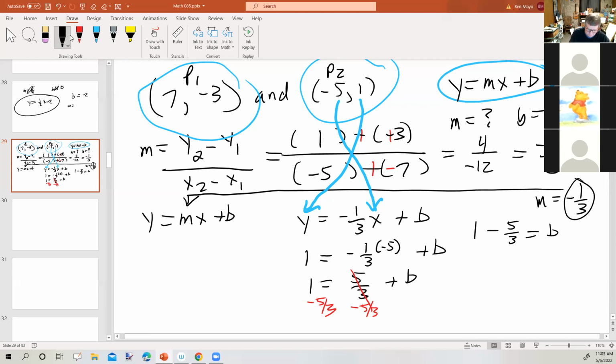Okay. What's the common denominator between 1 and 3? It'd be 3, right? So how many thirds minus 5/3 equals B? I'm going to multiply the 1 by 3/3. So I get 1 equal to 3/3.